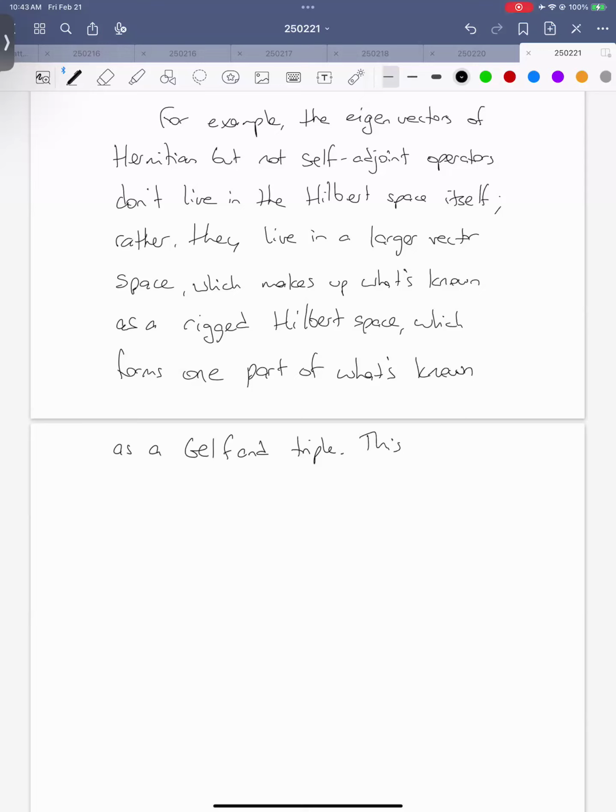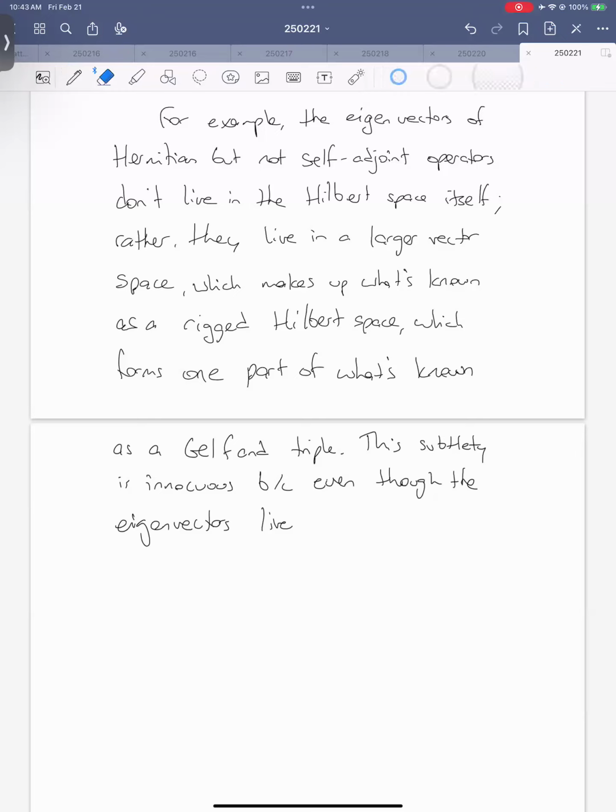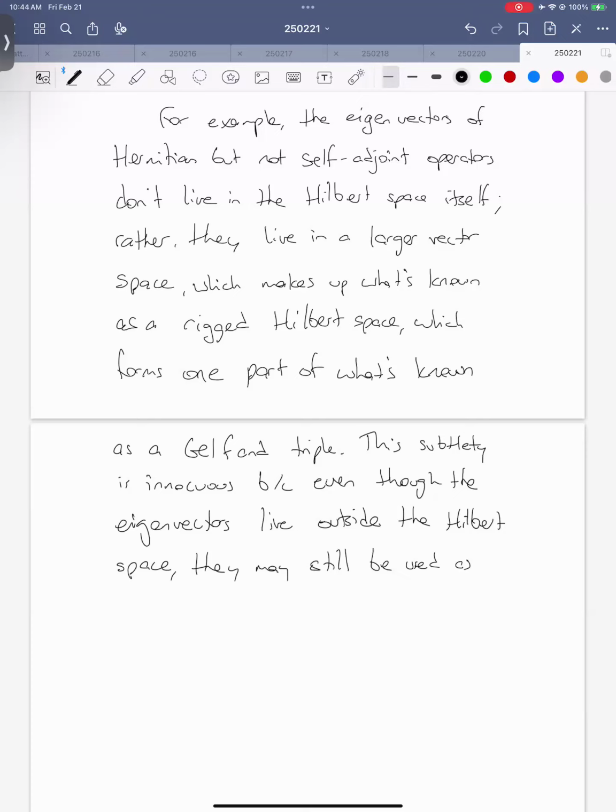Right, so the subtlety is innocuous, because even though the eigenvectors live outside the Hilbert space, they may still be used as basis vectors for the space.